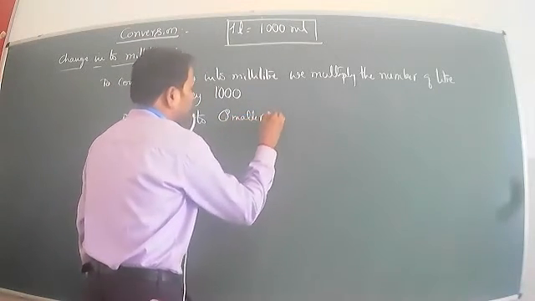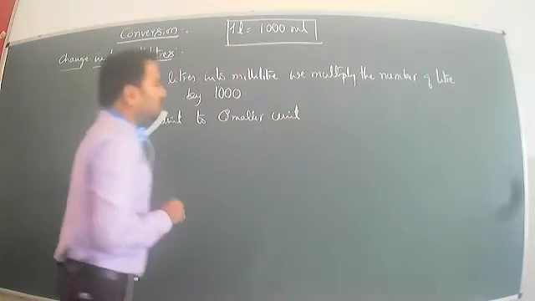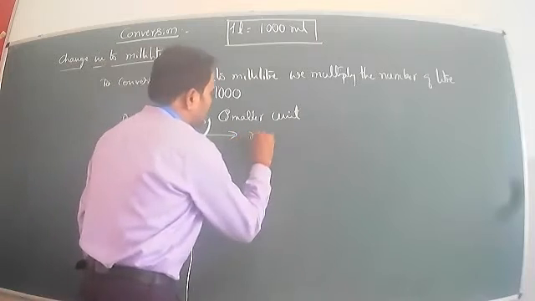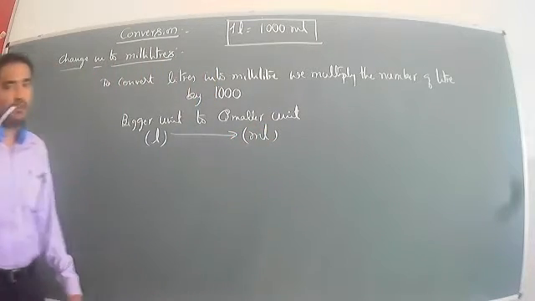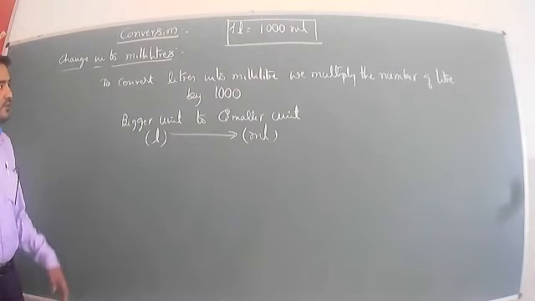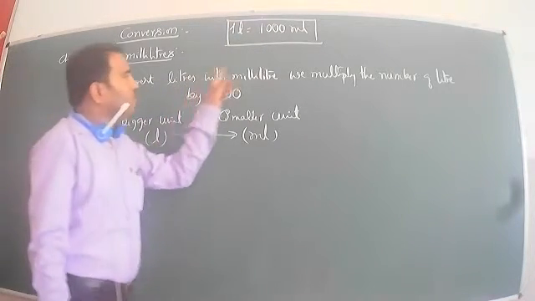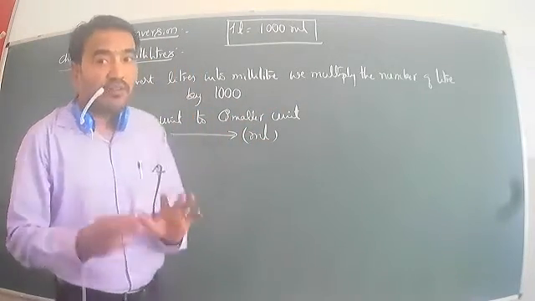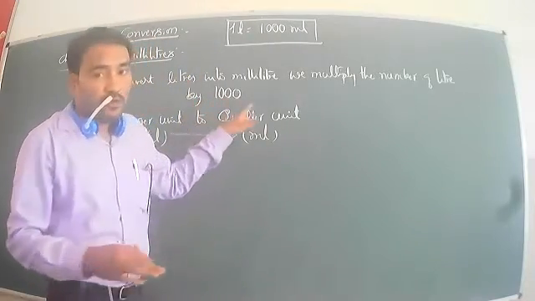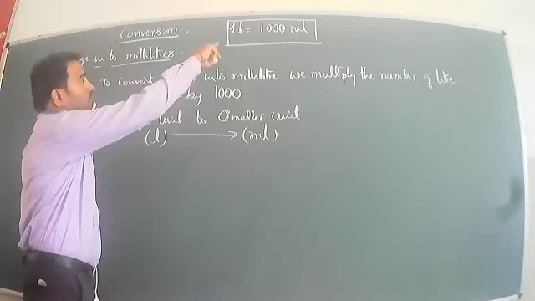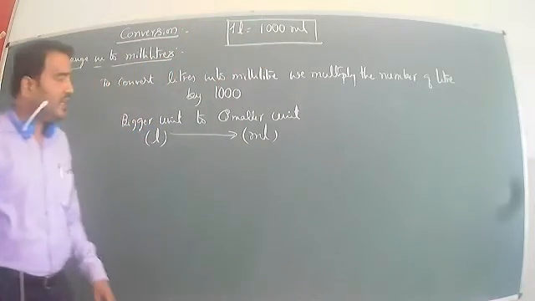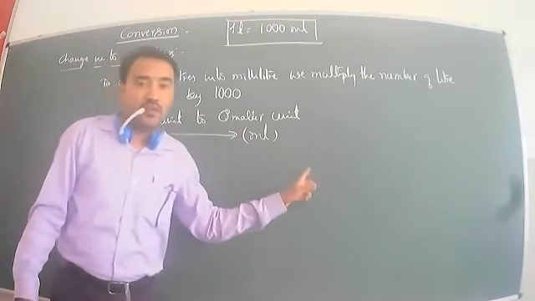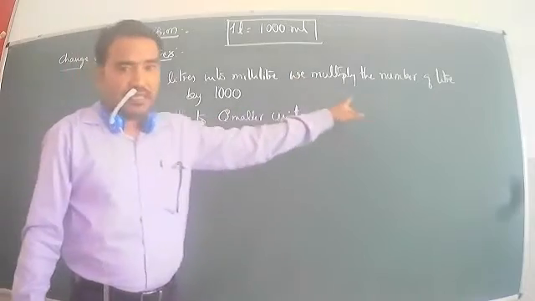Which is the bigger unit here? The bigger unit is liter. While we convert it to the smaller unit, milliliter, keep in mind that to convert liter to milliliter, we multiply the number of liters by 1000, because 1 liter equals 1000 milliliters. So we convert using multiplication when we convert a bigger unit to a smaller unit. All of you know that.